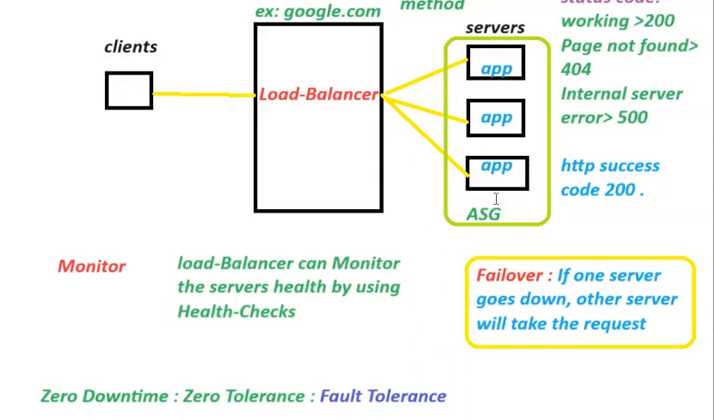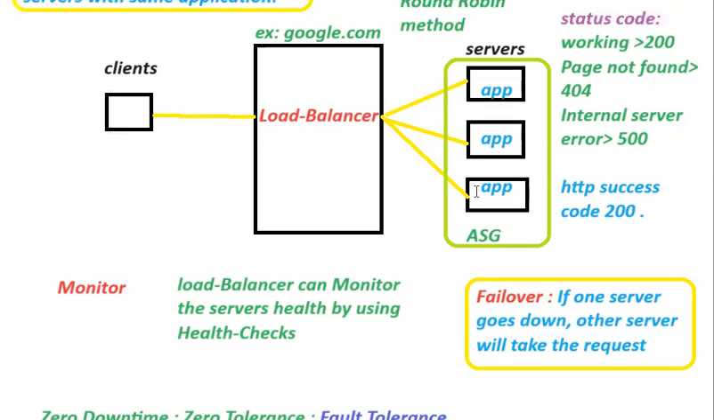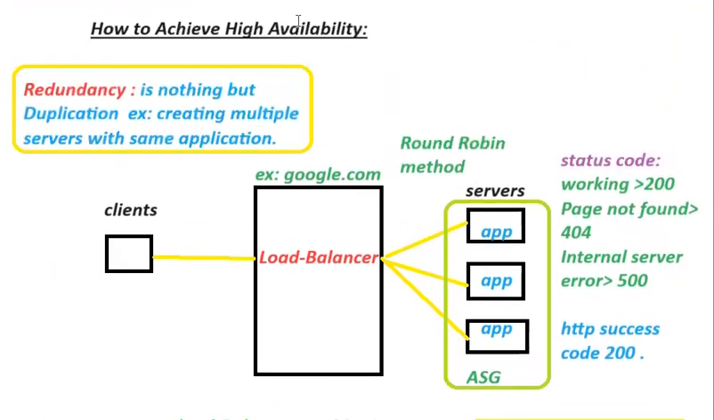How do I achieve this no downtime? How do I achieve this fault tolerance? By using auto scaling. How do I achieve auto scaling in cloud? By using an auto scaling group, we provide certain metrics, that minimum I require this many servers and maximum I require this many servers. In this way, we can achieve high availability in my architecture.